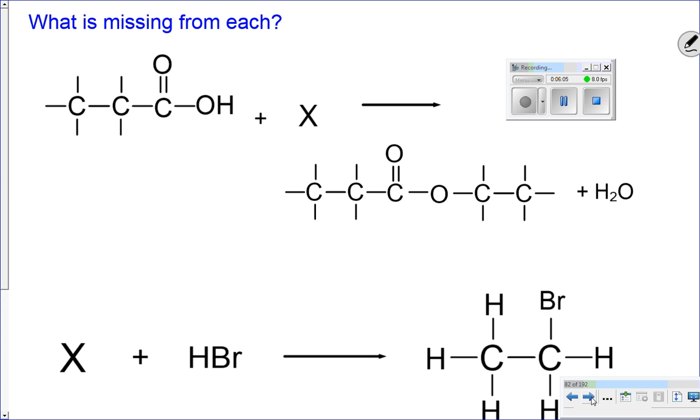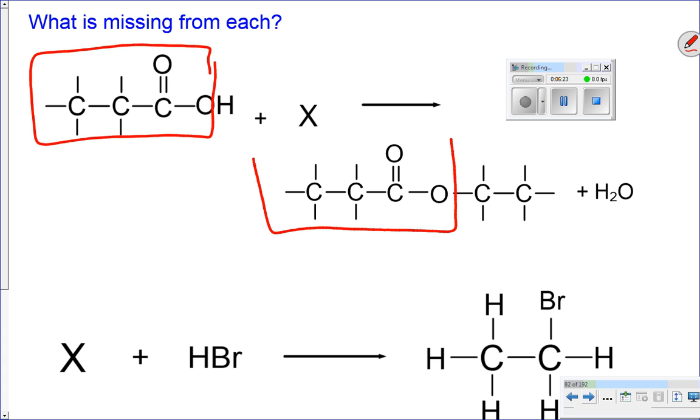Very often you'll be asked to figure out what's missing in a particular reaction. In an esterification reaction, I usually just start by using the law of conservation of matter. Also, I can line up what looks similar. So this particular part of this acid looks like this part of this ester. Knowing what an esterification reaction is really helps me out here because I happen to know that my X product has to be an alcohol.